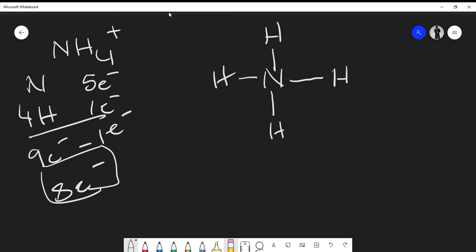So if I look at the nitrogen octet, it is 2, 4, 6, 8. And thus far, I've used up the 8 electrons that we counted in total. So the only thing left for me to do is put my ion in brackets and add my charge. And that would be the Lewis structure for NH4+.